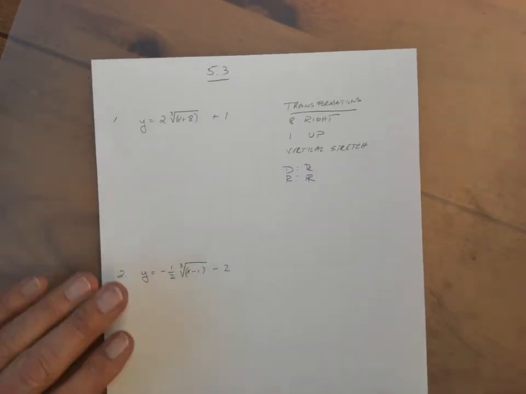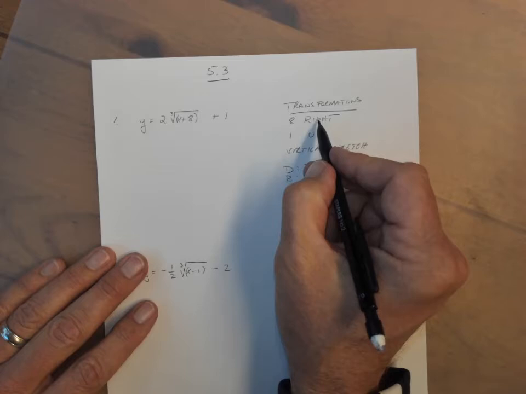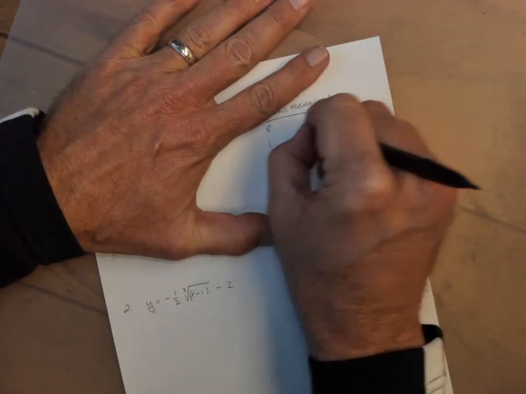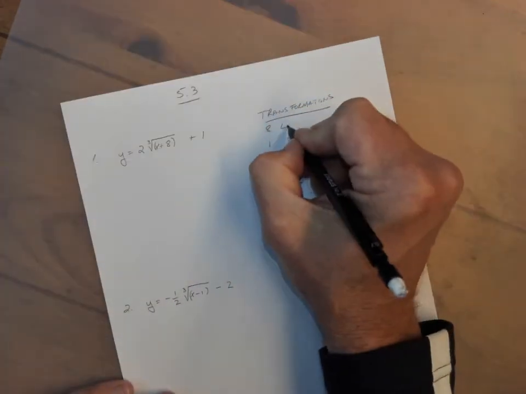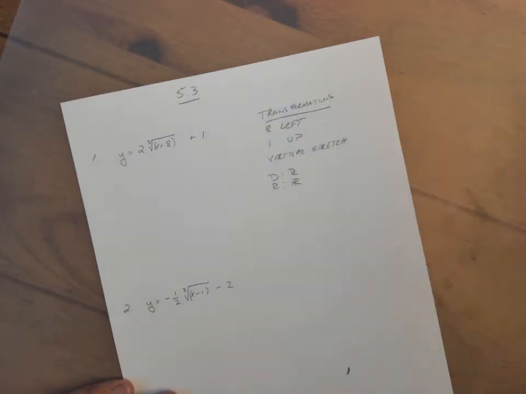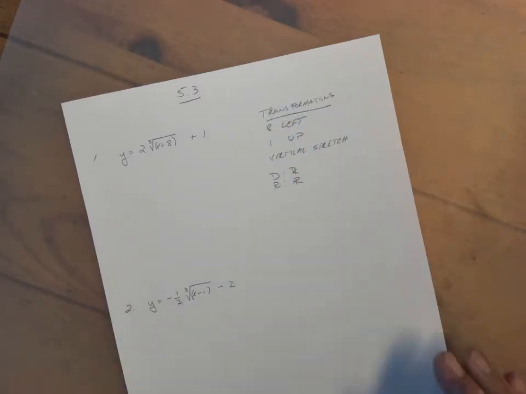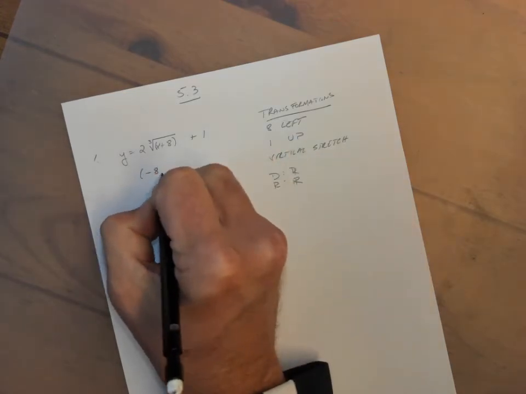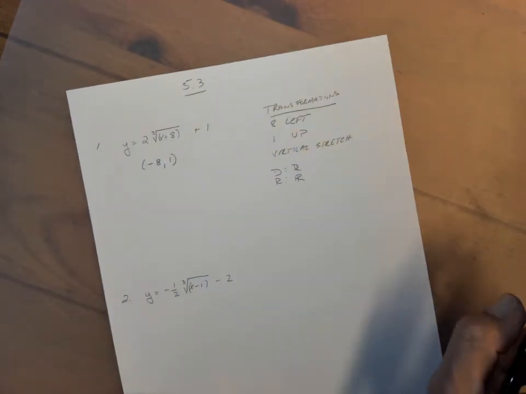So wanting a few points, right? We already said we're going to go, oh, I said 8 right. That was a mistake. Hopefully you all caught that at home. That should have been 8 left. Hopefully a lot of you are going, oh, good. Thought I was incorrect. So we're going 8 left, 1 up. So one of our points will be negative 8, 1.